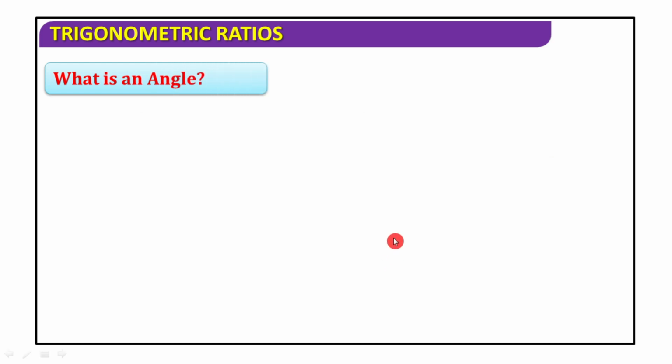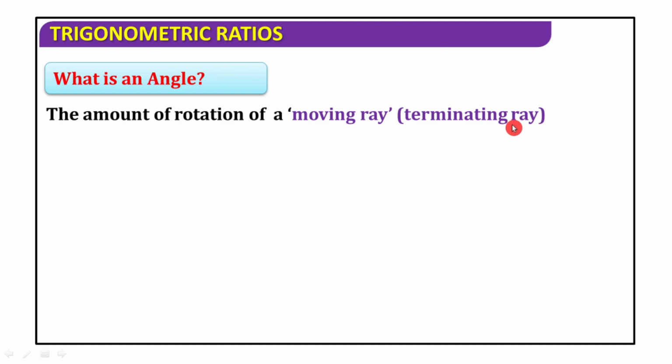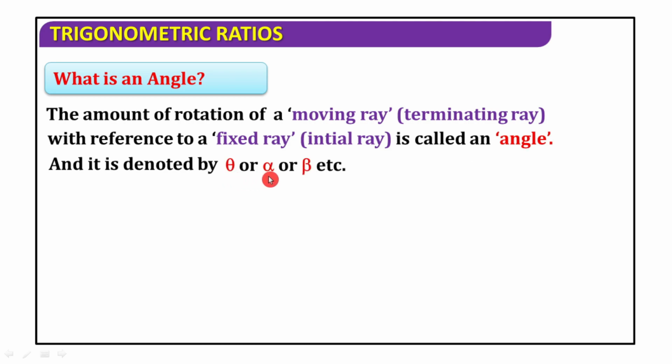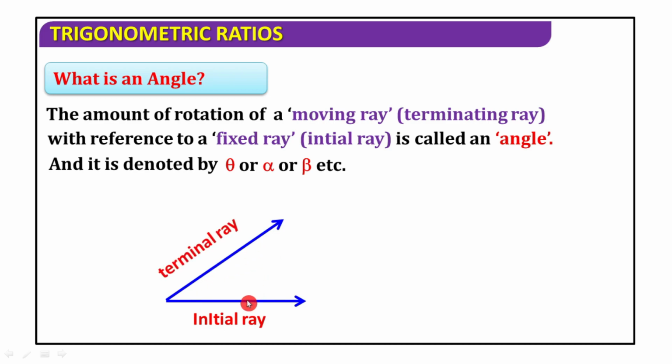What is an angle? The amount of rotation of a moving or terminating ray with reference to a fixed ray, initial ray, is called an angle. And it is denoted by theta or alpha or beta, etc. For example, this is our initial ray and this is our terminal ray. The amount of rotation is called theta.